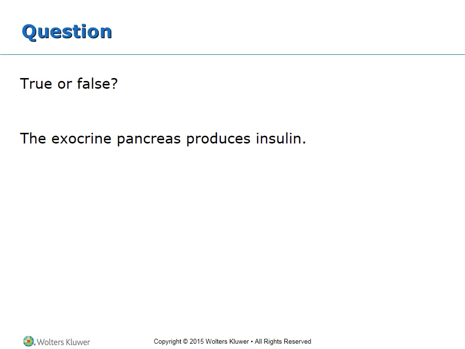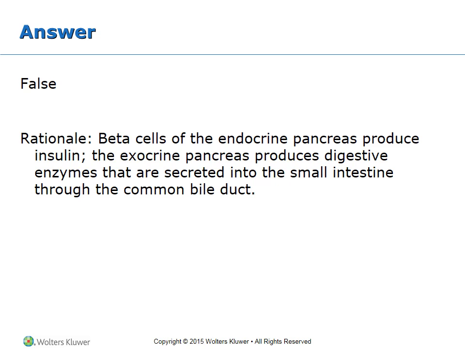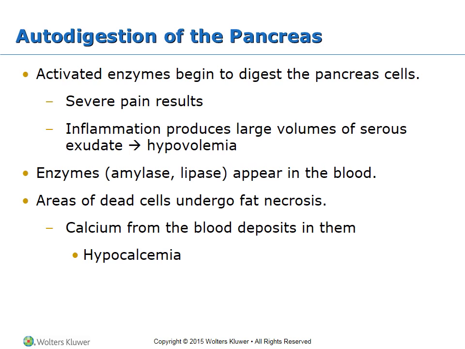So true or false, the exocrine pancreas produces insulin. The answer here is false. The beta cells of the endocrine pancreas produce the insulin. Exocrine are the digestive enzymes.